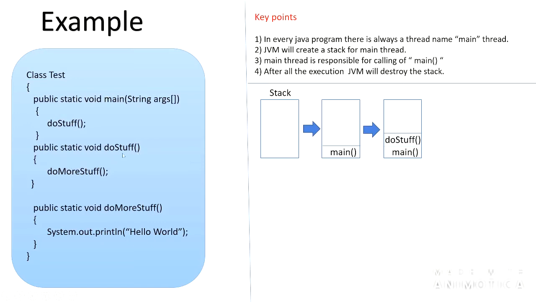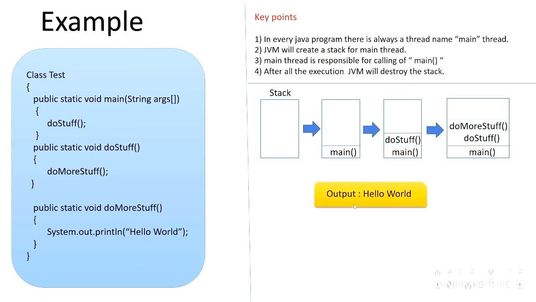In the doStuff method, another method is called, that is doMoreStuff. So doMoreStuff will be called and its corresponding entry will be saved in the stack. In doMoreStuff, a statement is written, that is System.out.println hello world. So it results in execution of hello world, and hello world will be printed on the console. So the output here is hello world.